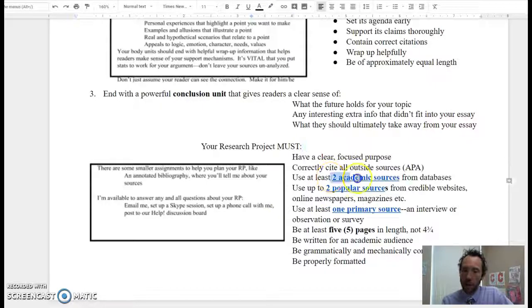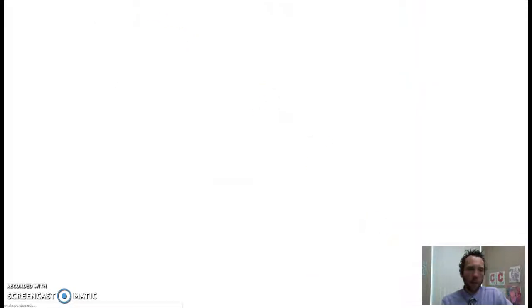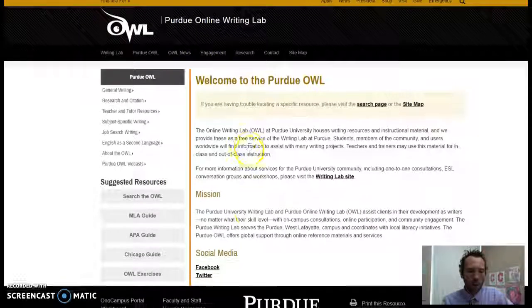So you have to have at least 2 academic sources, and I will be checking these when you turn in a final draft. 2 popular sources, and you have to use at least 1 primary source. Okay, this is a link just to help you understand what a primary source is. It's from the Purdue OWL.